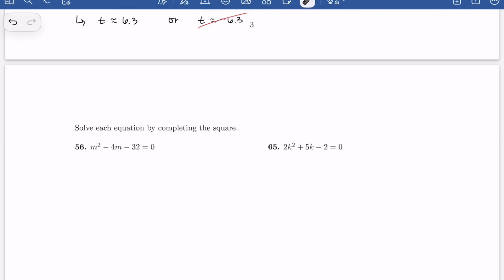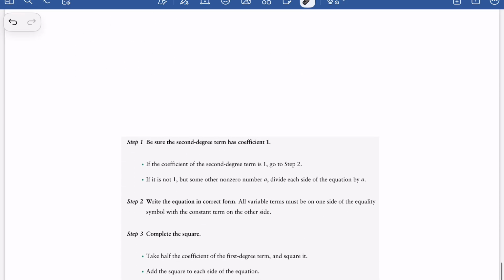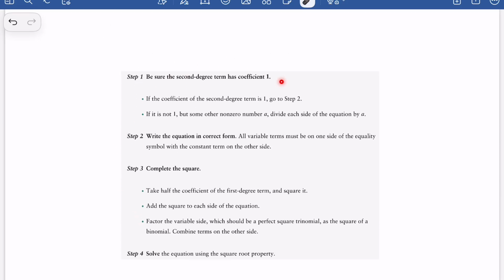All right, so the last thing that we're going to look at in section 8.1 is solving quadratic equations by completing the square. So for this first one here, we're going to go ahead and complete the square. So if you haven't already done so, please go ahead and check out the textbook. There are some nice examples in there, but I've also pasted this for us. So this is a screenshot directly from our textbook on the four-step process to complete the square.